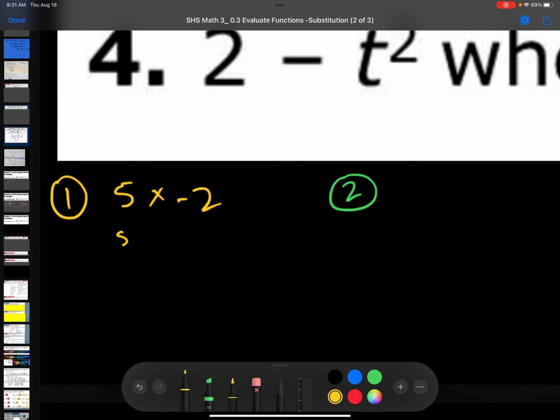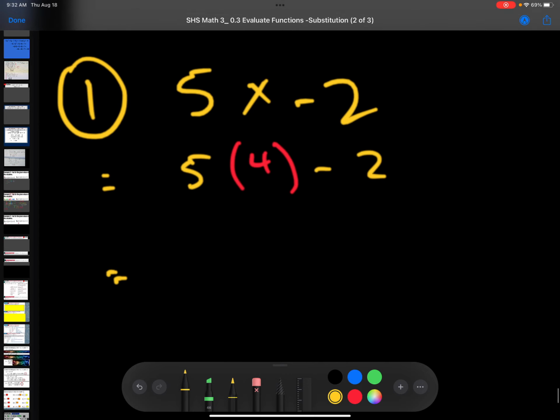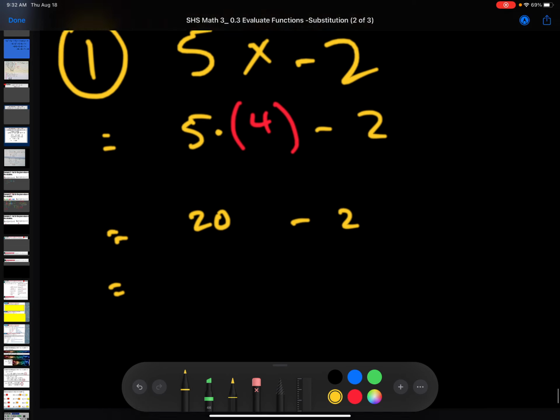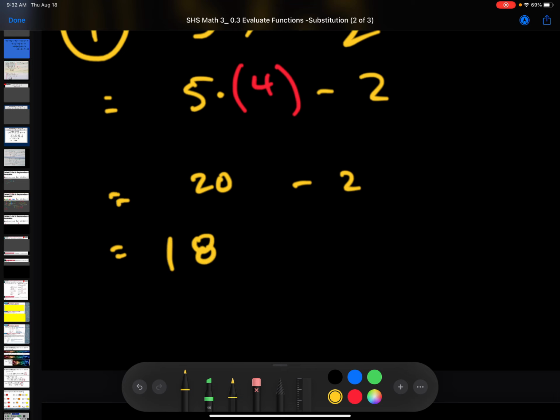In class, instead of writing x, we're writing what number? 4. Thank you. Okay, order of operations says to use which number first? Should I subtract or should I multiply? Multiply. 5 times 4 is what? 20, and 20 minus 2 is 18. Raise your hand if you got 18 if you did question number 1. Good job.